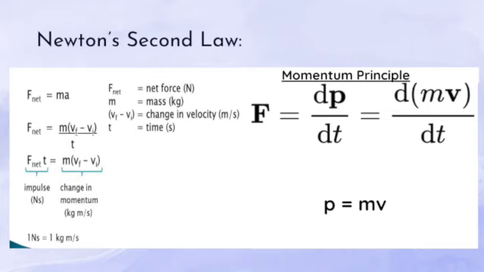The momentum principle can also be used in this lab for a very similar concept. We know the momentum principle is F equals dp over dt, which can also be said as it equals d(mv) over dt. And using this equation, we can say that it equals mass times the change in velocity.